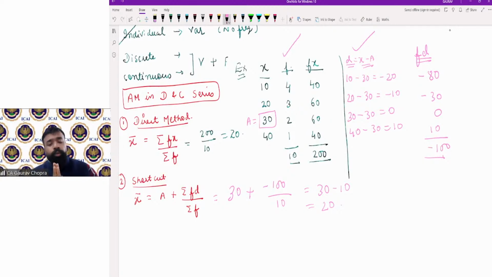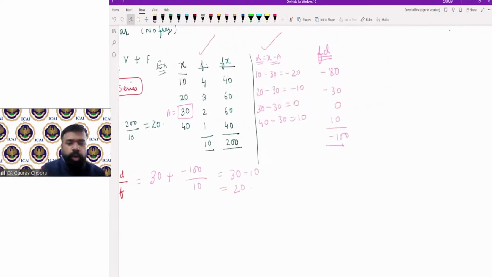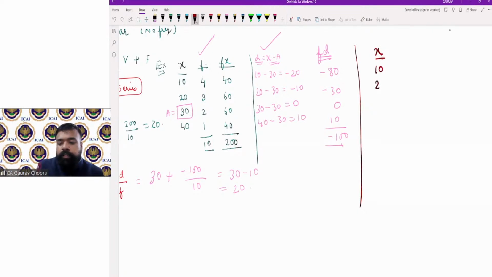अब आपको fast calculation करना है, तो फिर कैसे करेंगे? So let us understand the same question on calculator, so that you can speed up your calculations. X is 10, 20, 30 and 40. Frequency is 4, 3, 2, 1.